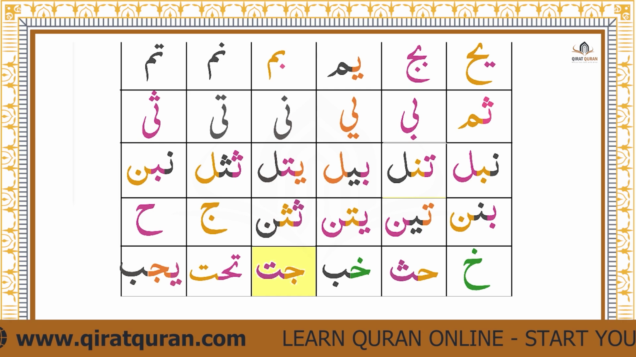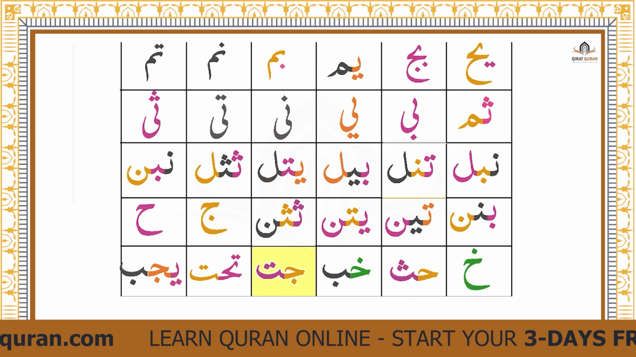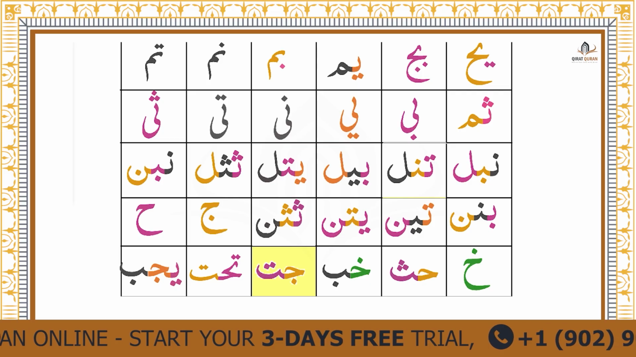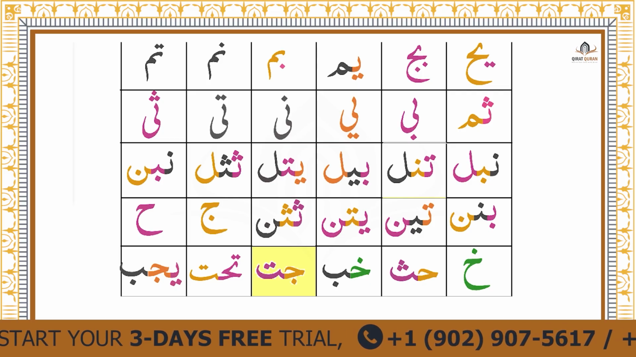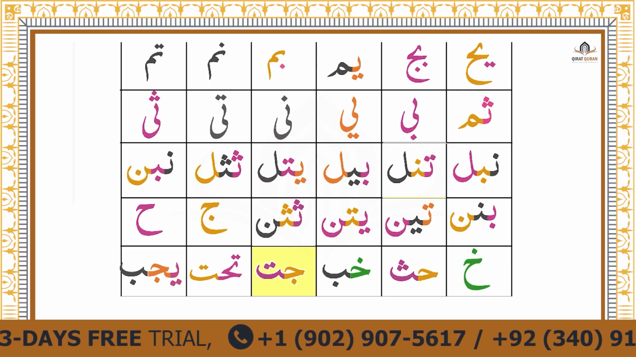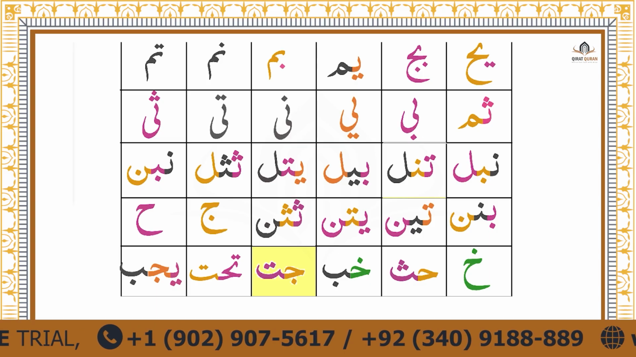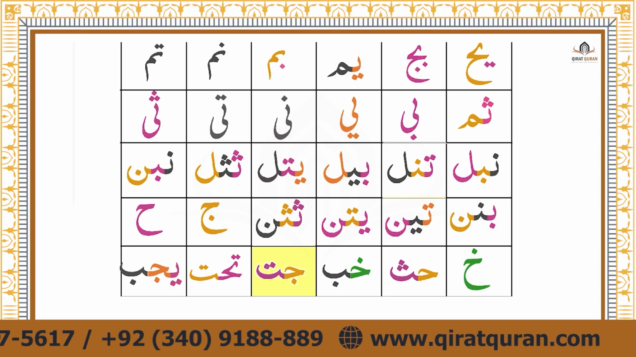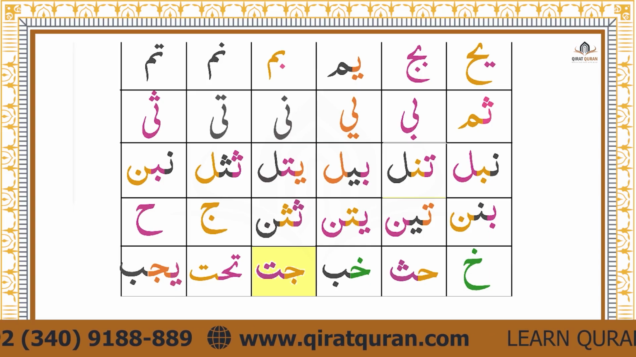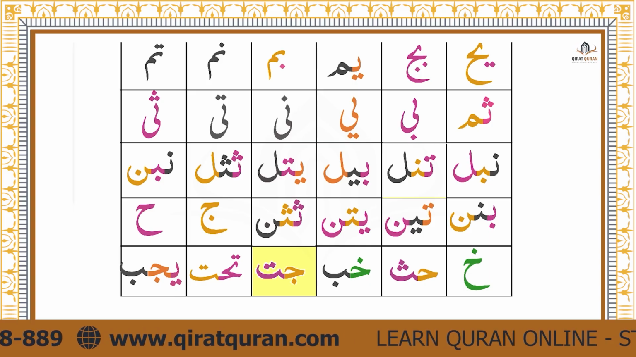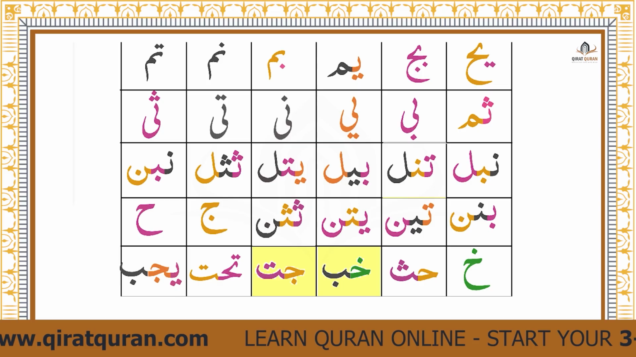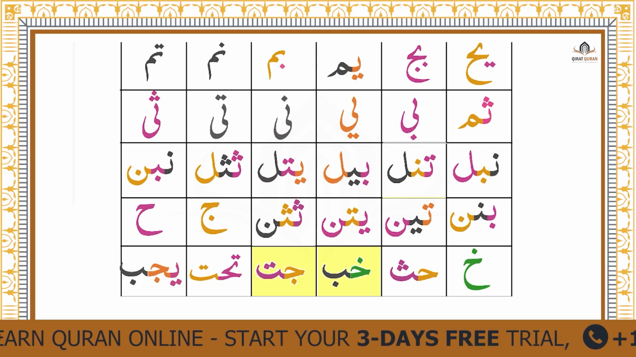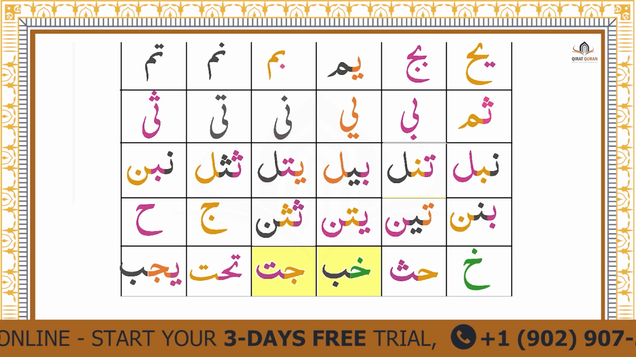The next two letters, the first one is Jim. Now look at this closely, because we know already that there is another letter which has one dot at the bottom, and that letter is ba. But the formation of ba is simple. As you can see here, this is the formation of ba. It comes from the right side and then goes to the left and then comes to the top.